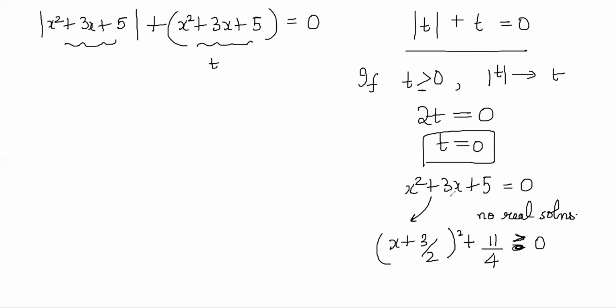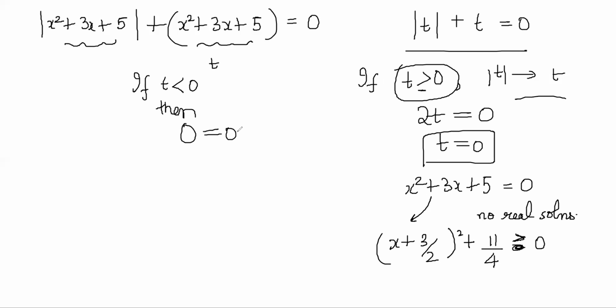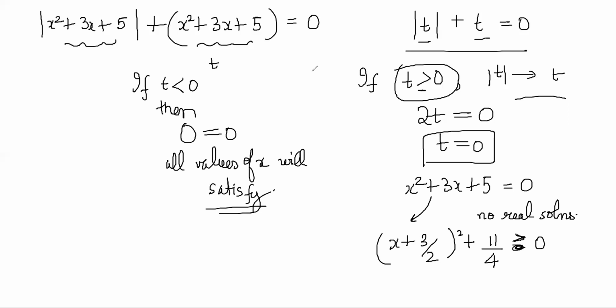This is called splitting it and making it a perfect square, right? Now, if t is greater than or equal to 0, there is no solution to this equation, right? If t is less than 0, then the equation becomes 0 is equal to 0, no? Because modulus t becomes minus t, and this becomes t. So then all values of x will satisfy, because the equation has become an identity. Identically it will be 0, right?